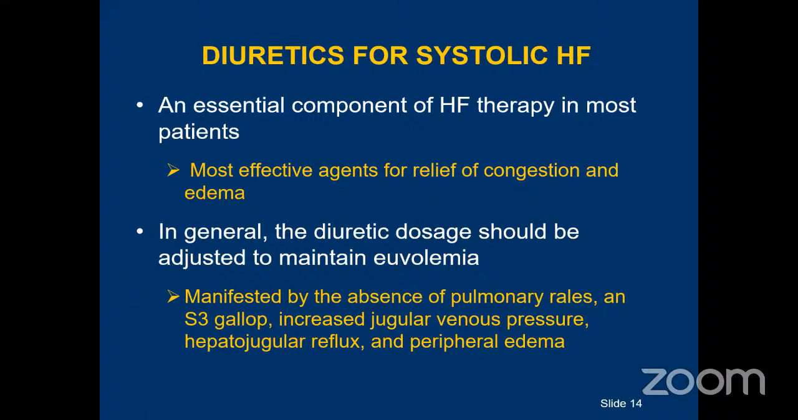Now, diuretics for systolic heart failure. We know it's an essential component of heart failure therapy in most patients, and most effective agents relieve the congestion and edema as well. In general, diuretic doses should be adjusted to maintain euvolemia, manifested by the absence of pulmonary rales and S3 gallop, increased JVP, hepatojugular reflux, and peripheral edema. Some clinicians recommend serial BNP level monitoring just to see whether they are euvolemic, and around 100 to 200 is indicative of an optimal intravascular volume.